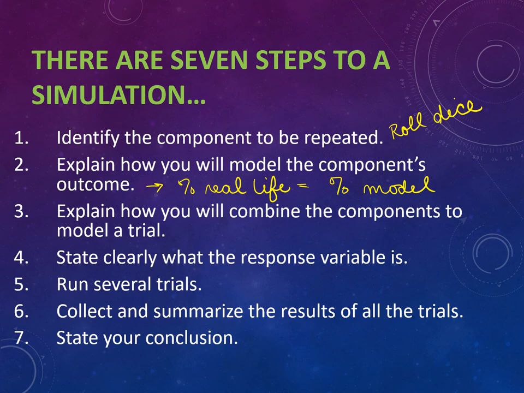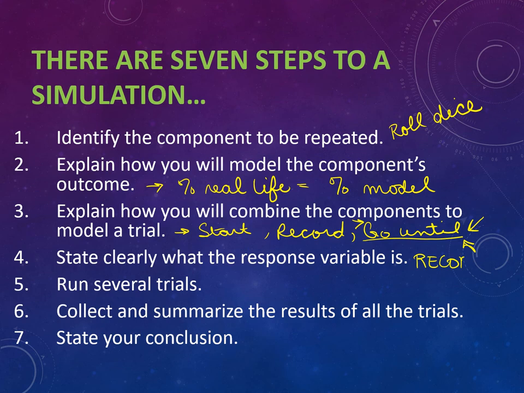And then you're going to explain how you will combine the components to model the trial. So that means you're going to start doing what, you're going to record what, and you're going to go until what. And that go until is very, very important. You always want to include, where am I going to go to? When do I need to stop? When you are stating your response variable, that's basically saying, what are you going to record? You're saying what that record is actually talking about.